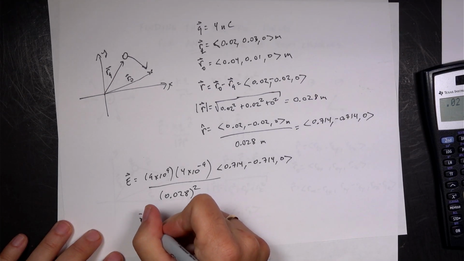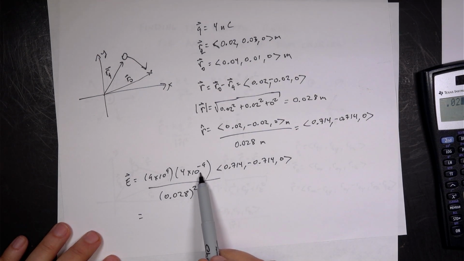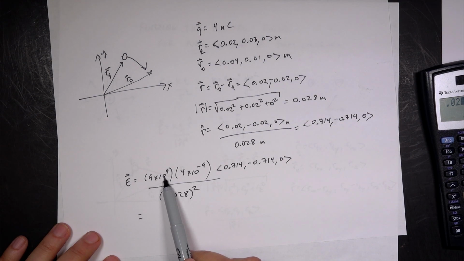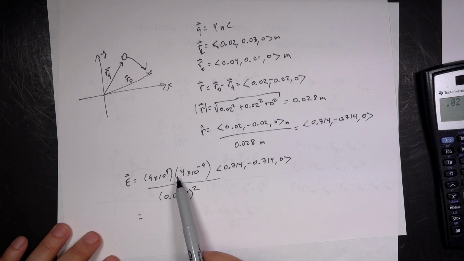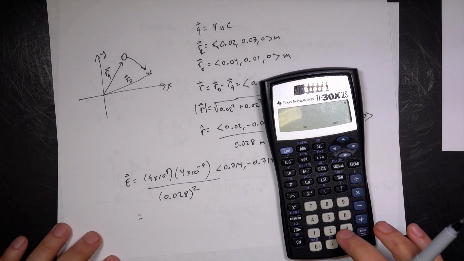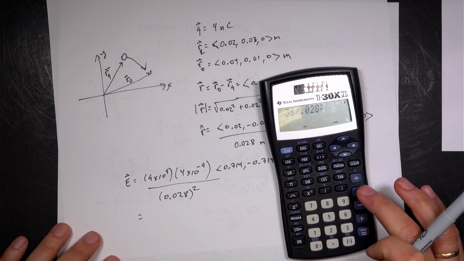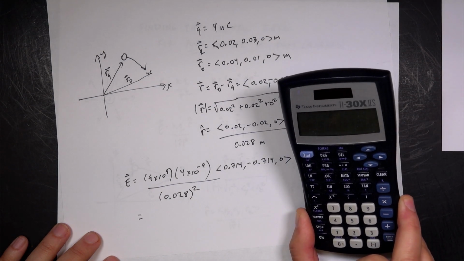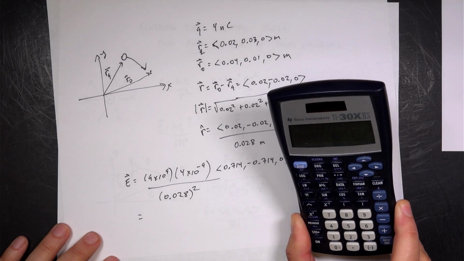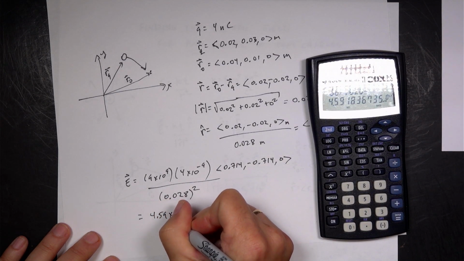And that's going to be, because I can do that, I have 9 times 10 to the 9th times 4 times 10 to the negative 9th. So 10 to the 9th times 10 to the negative 9th is 1. And 9 times 4 is, what, 36. Okay, so I just have to do 36 divided by 0.028 squared. So 36 divided by 0.028 squared equals, and I get 4.59 times 10 to the 4th.